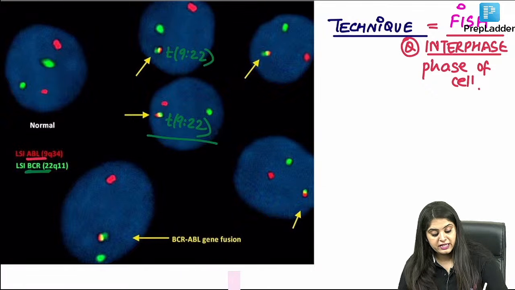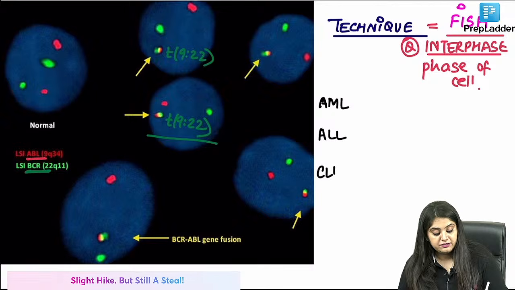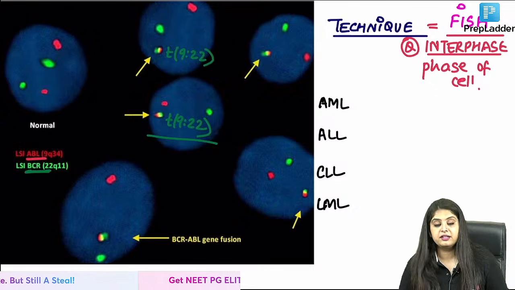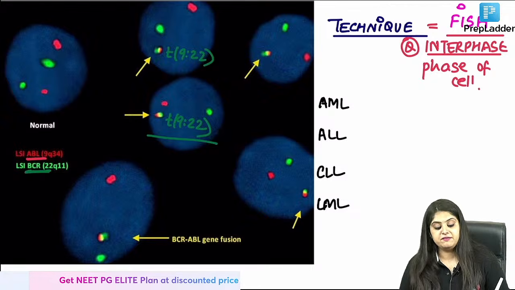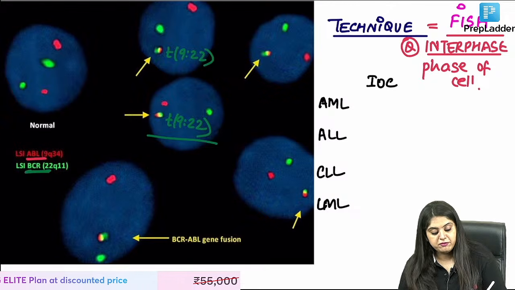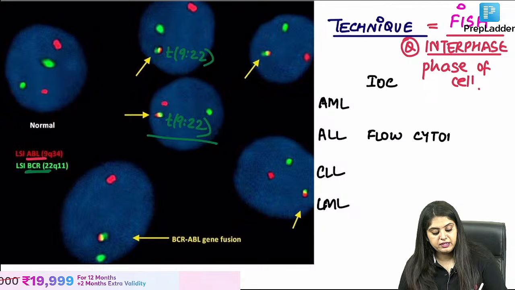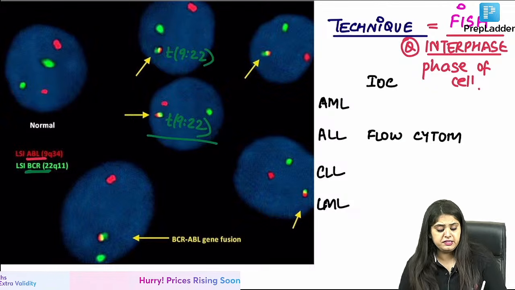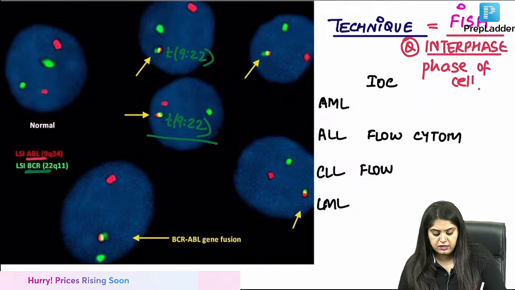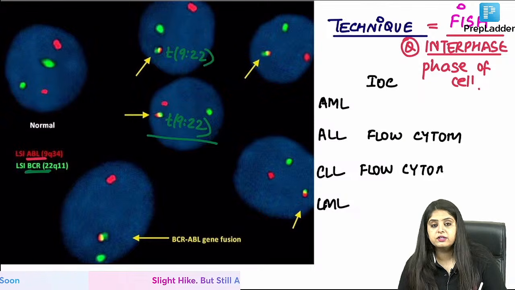Trust me. Before that, AML, ALL, CLL and CML. Four, okay, it's like a tongue twister. What is their investigation of choice? Ma'am, for ALL, I think CD markers पता कर लो, so flow cytometry will work well. For CLL also you have to do CD markers, so flow cytometry will also work well.